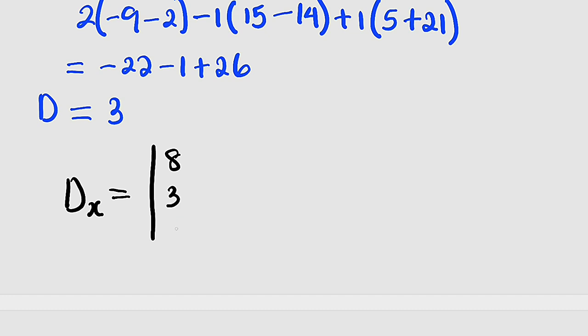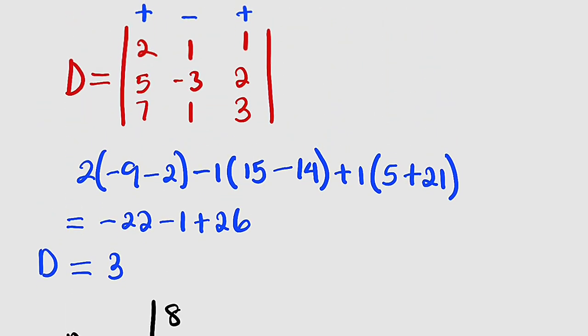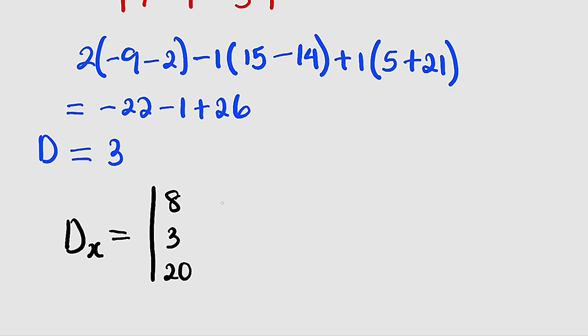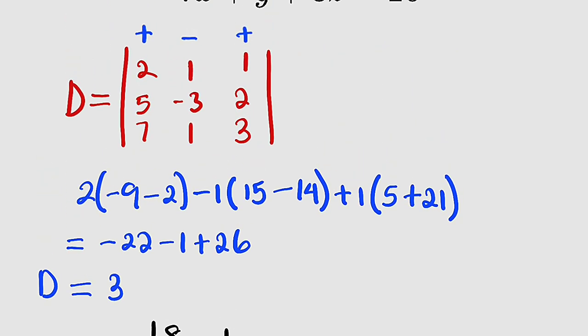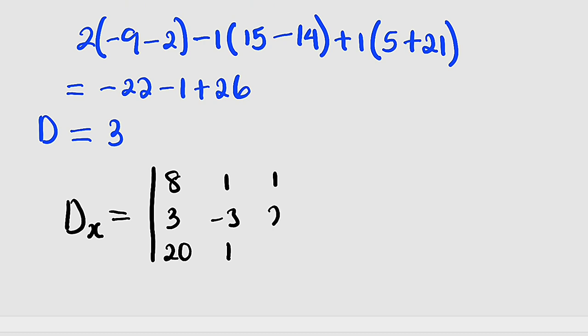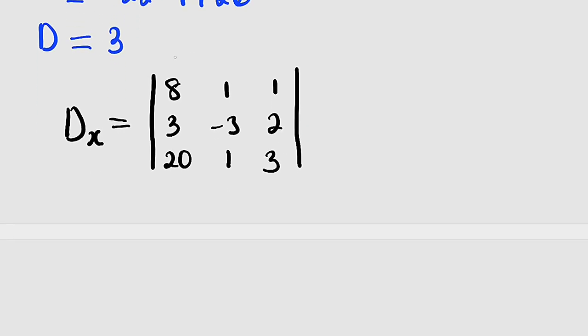8, 3, and 20, but the rest will be the same. We have 1, negative 3, and 1 for y. And for z, we have 1, 2, 3. The same strategy, we have plus, minus, plus. The first one is what? Positive 8, open a bracket.